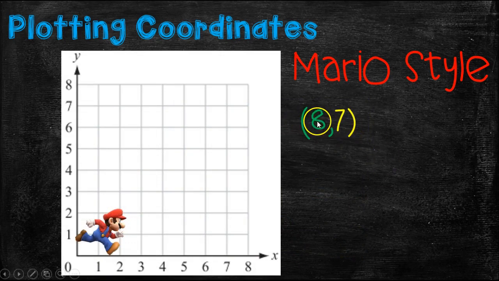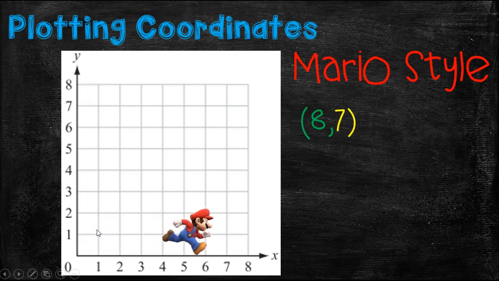So here we have the coordinates 8 and 7. The first thing that we are going to do is we know that Mario, he runs before he jumps. So he's going to run all the way to the 8. So we are going to think of our imaginary line here going to the 8. Now what does Mario do after he runs? Well, he jumps. So here he's going to jump all the way up to a 7. And now we're going to draw an imaginary line all the way up to the 7. So now that is where we're going to put our dot, right on the corner of 8 and 7.